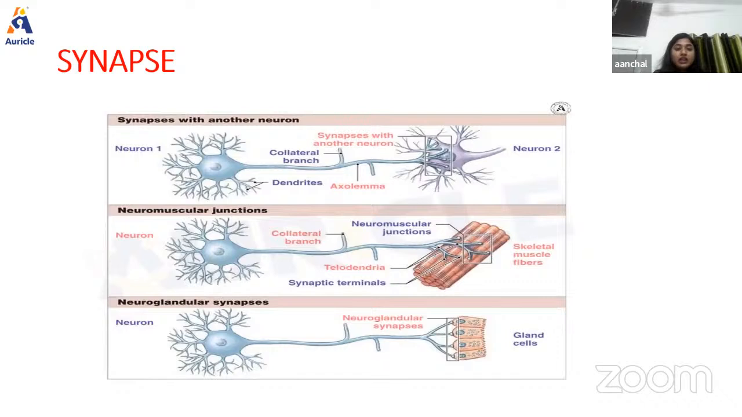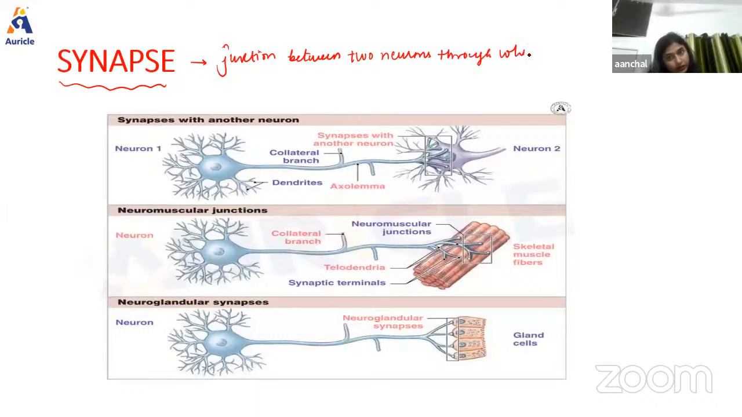So we are going to start with the synapse. Okay. So as we can see, what is synapse? Synapse is the junction between two neurons, through which impulse passes from one to another.